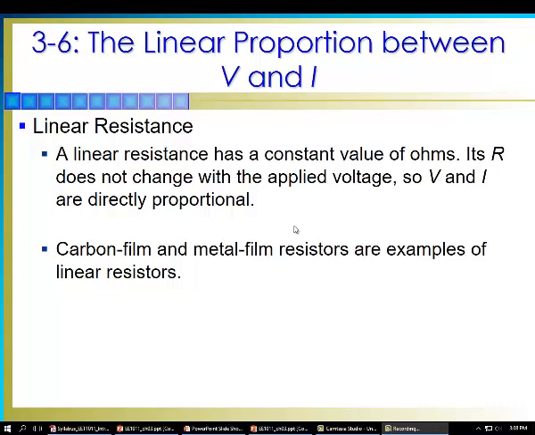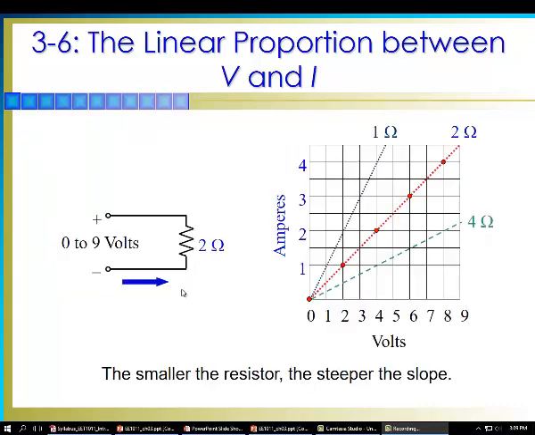So now, there are a couple of different types of resistors. A linear resistance is a resistance that has a constant value of ohms. Its R does not change with the applied voltage, so V and I are directly proportional. If the resistors are fixed, they are directly proportional. There are different types of resistors that are considered linear resistors.